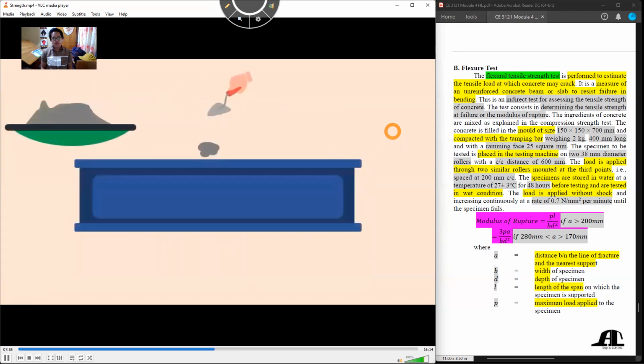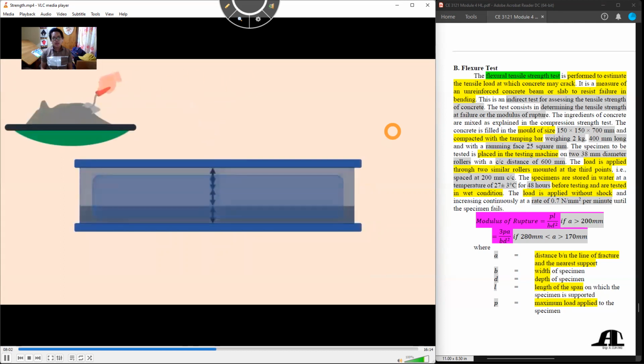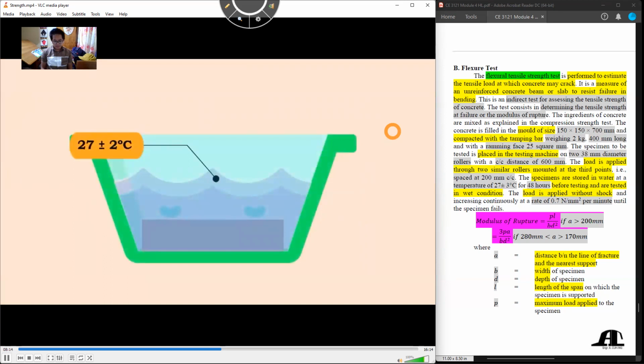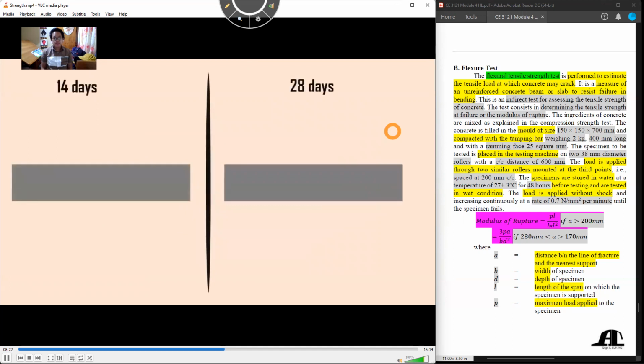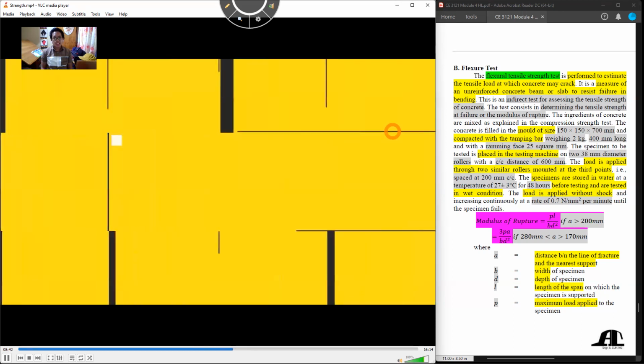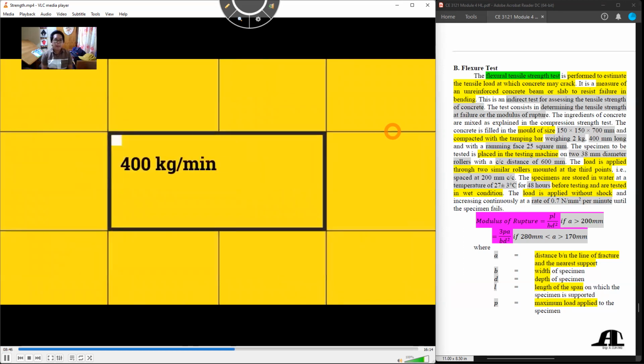The concrete is prepared as per required grade of concrete and placed on the mold in layers and tamped 25 blows for each layer. After a day, the mold is removed, and the specimen is placed in the curing tank at a temperature of 27 plus or minus 2 degrees Celsius. Depending upon the requirement, the test specimen is removed from tank and dried at 14 and 28 days for testing. The specimen is placed on the rollers and centered with the longitudinal axis of the specimen. The load is applied at a rate of loading of 400 kg per minute for the 150 mm specimens and at a rate of 180 kg per minute for the 100 mm specimens.